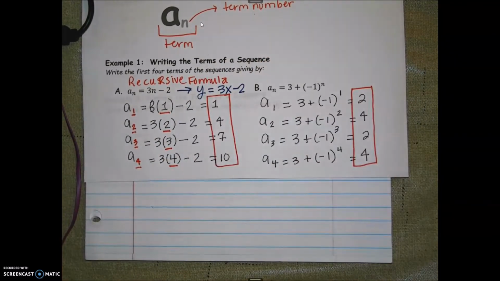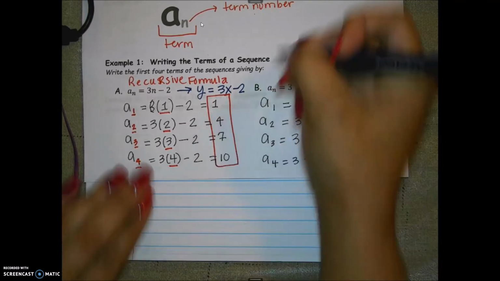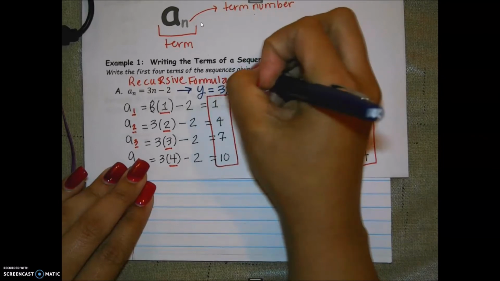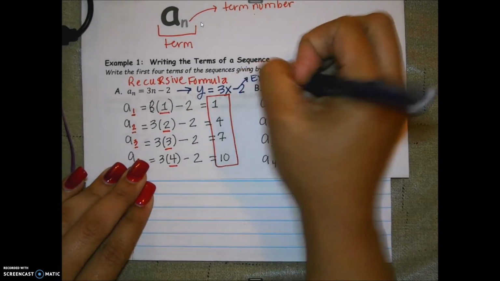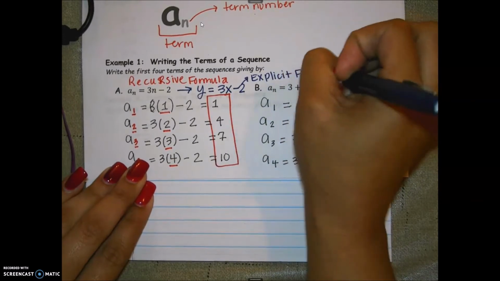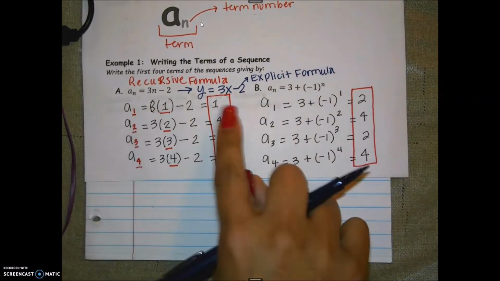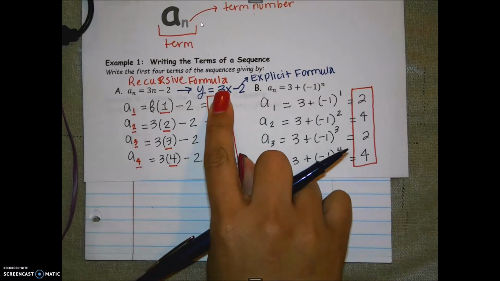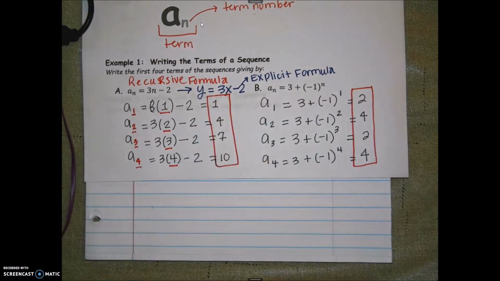So the only difference is what letters you are using. When I'm using a sub n and n, then I'm talking about a recursive formula. When I use y and x, then I'm talking about an explicit formula. But they both mean the exact same thing. If I'm talking about the first four terms in the sequence, well, this is the same exact thing. I'm looking for the first four terms in the sequence.